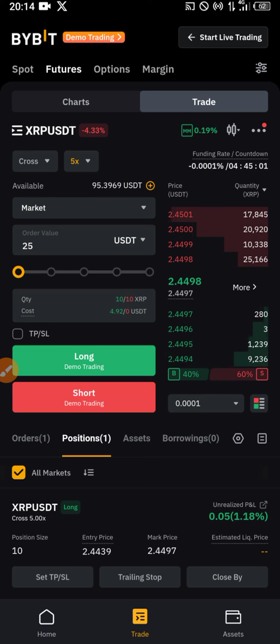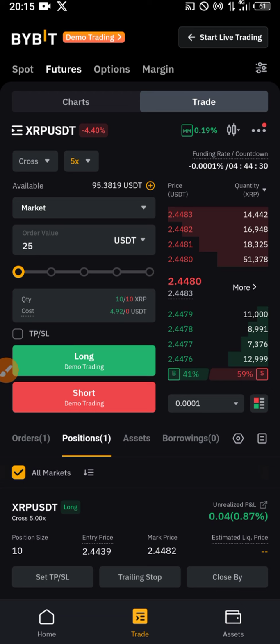Now this part is key. Let's say you want to risk $5 to make $15. That's a 1:3 risk to reward ratio, meaning you are risking 1 to make 3. So it means you only need to win 1 out of 3 trades to be profitable. That's the risk to reward ratio. I hope you are getting me now.